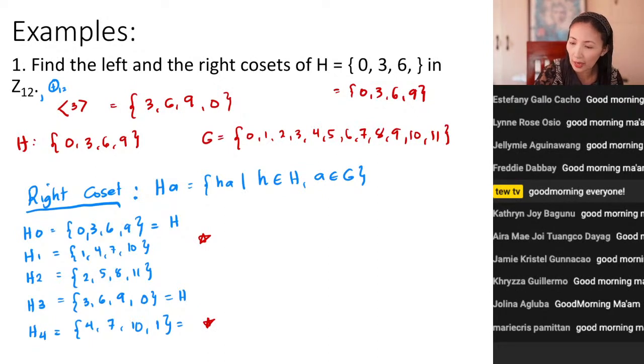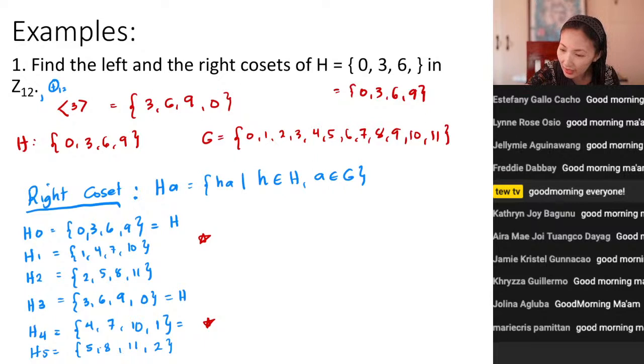Should we continue, what happens? With H5, we add 5 to every element of H. That will give 5, 8, 11, and 5 plus 9 is 14. 14 modulo 12 is 2. And this is exactly the same as, let's circle it, H2, yes? So we may stop here.